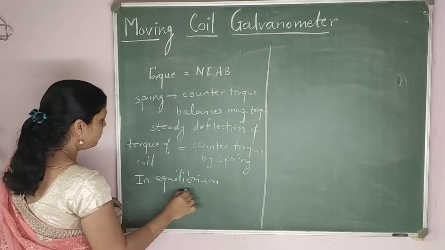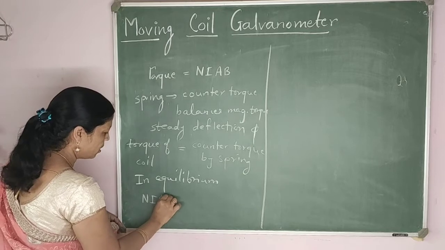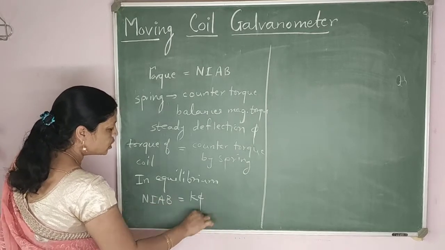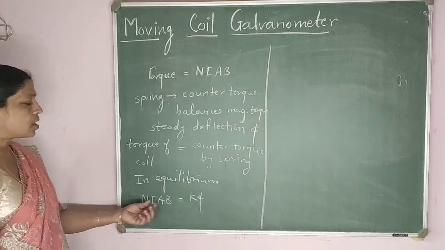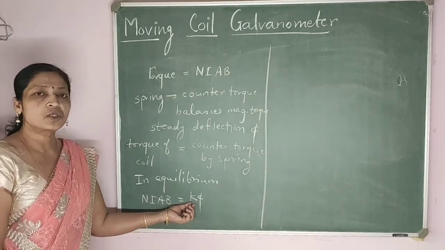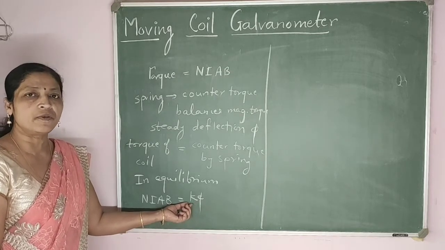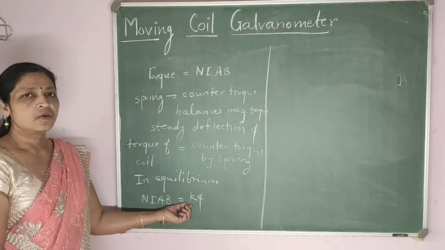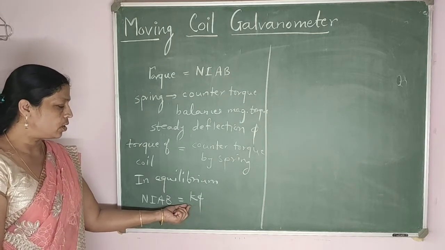So in equilibrium, the torque of the coil, NIAB, and the counter torque produced by the spring, which is equal to K phi, are equal. Here K is a constant, called the restoring torque per unit twist, where phi is the twist which occurs in the spring.